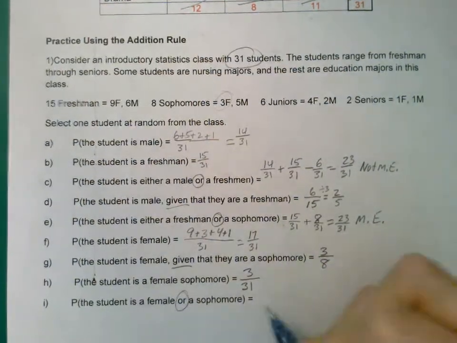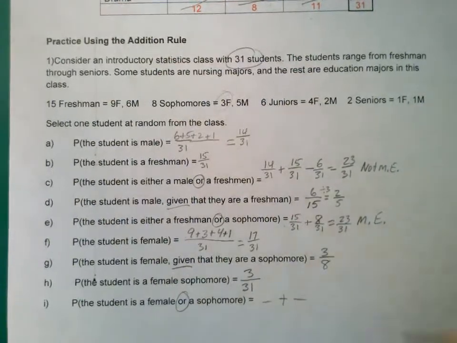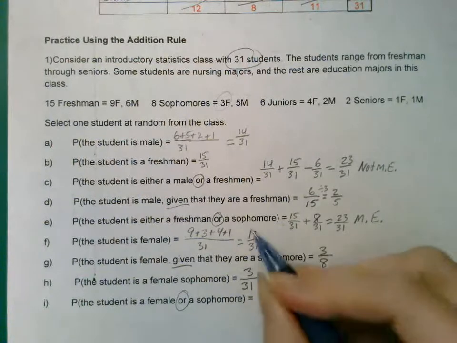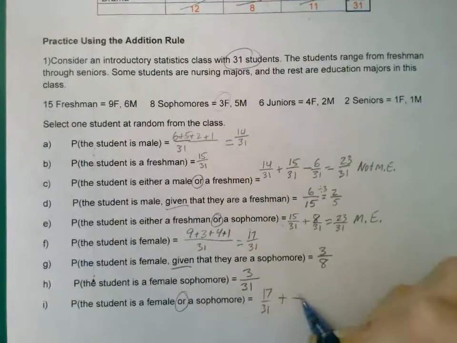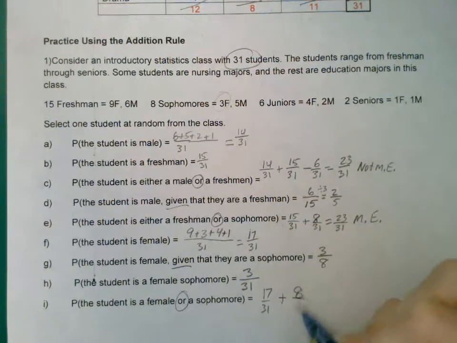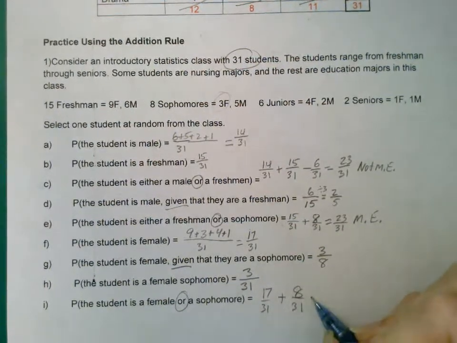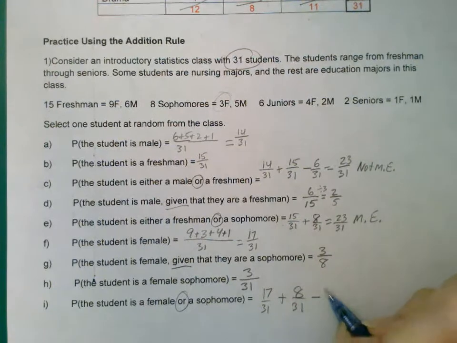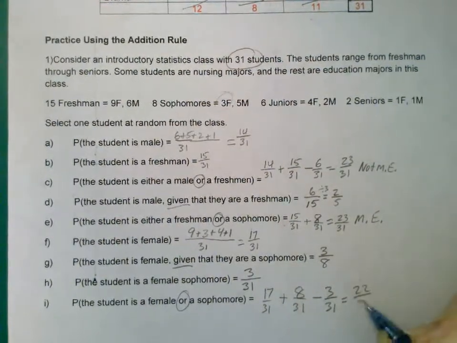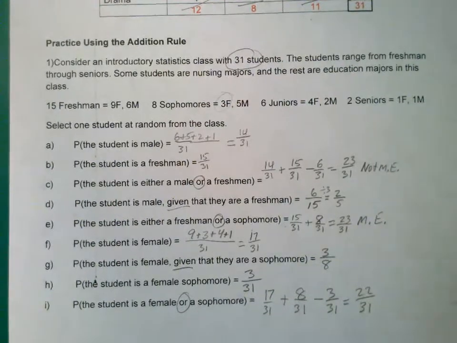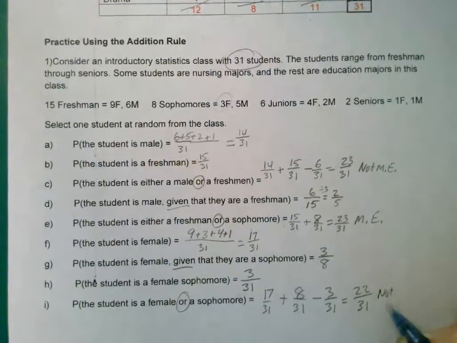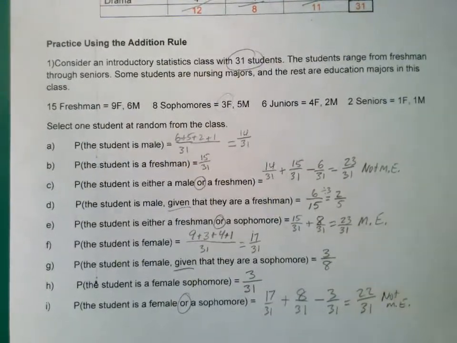Female or a sophomore, we're going to be adding something, right? Female was 17 over 31. Sophomore was 8 over 31. And can you be a female sophomore? Yes. So we need to subtract them. 22 over 31. Because there's an overlap, because they are not mutually exclusive.